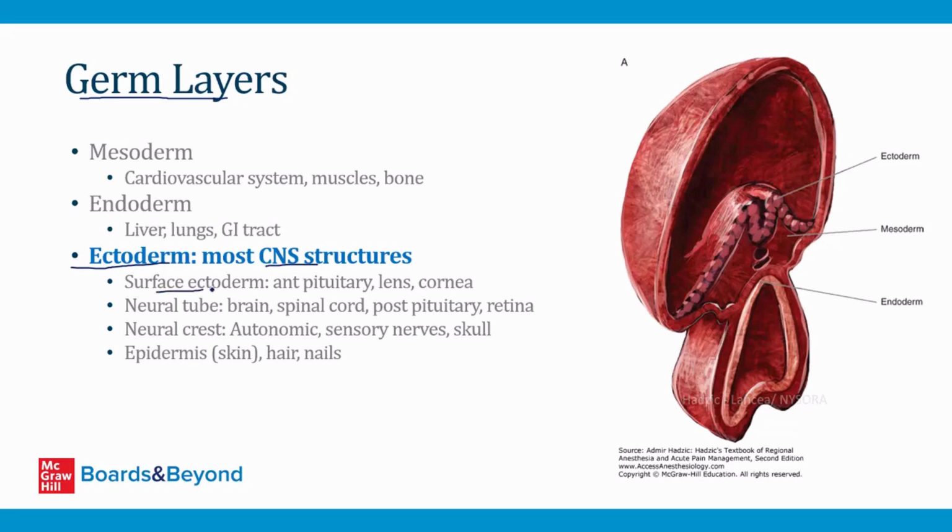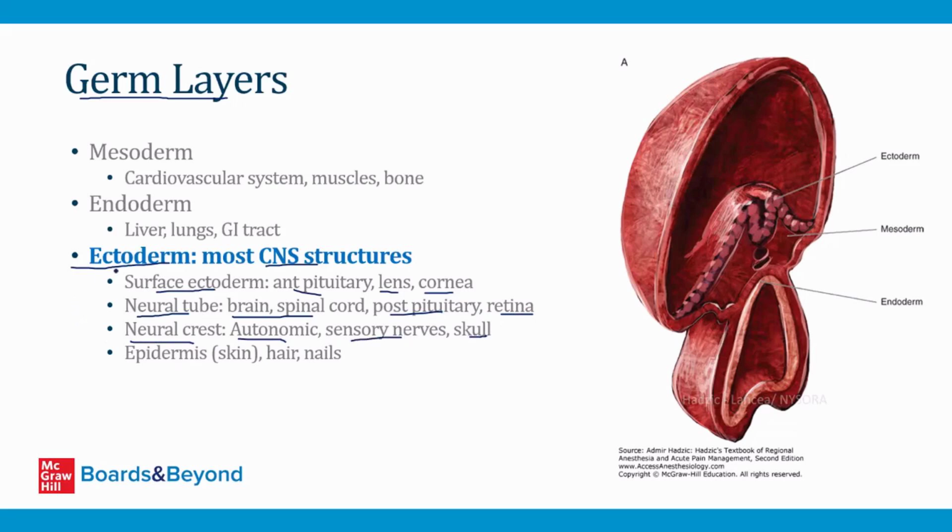The surface layer of the ectoderm gives rise to the anterior pituitary, the lens, and the cornea of the eye. The neural tube we'll talk about a lot in this video. It gives rise to most of the major structures of the central nervous system, including the brain and the spinal cord. It also gives rise to the posterior pituitary gland and the retina. We'll talk a little bit about the neural crest in this video. It gives rise to autonomic nerves, sensory nerves, and also the skull.